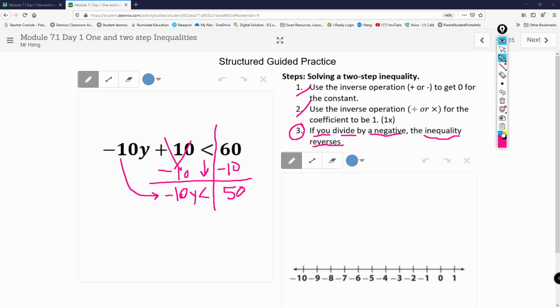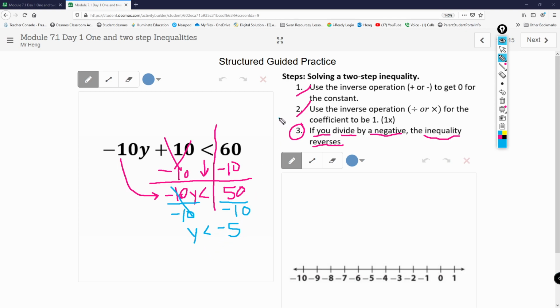To do that, pay attention to this part. We have to divide this by a -10, and the reason why is because we want to get rid of that negative. If we divide by a positive, it's still going to have a -1y, and we don't want that. We want a positive 1y. So we do this to the same side, on the other side, and then this goes away. This becomes a positive y. And now, if you divide 50 and -10, you're going to get a -5.